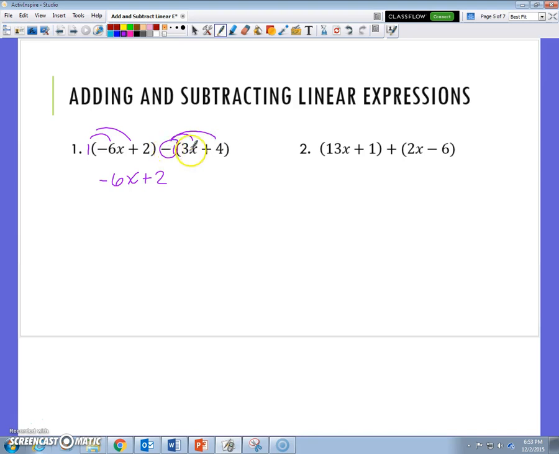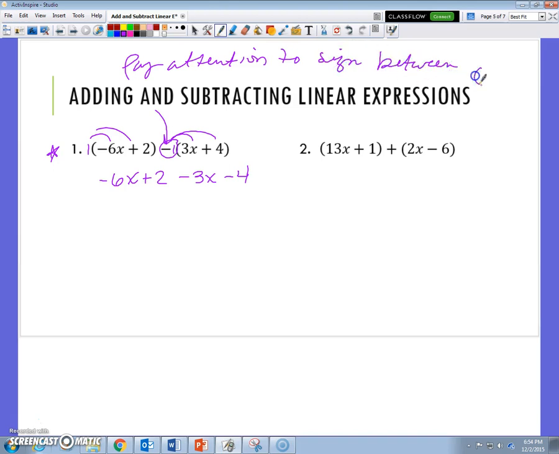So when I have a negative times a positive, I end up with a negative 3x. And a negative times a positive 4 is a negative 4. So that's very important with this minus sign. You need to pay attention to the sign between parentheses. Okay, that's important. All right, so negative 6x and negative 3x.